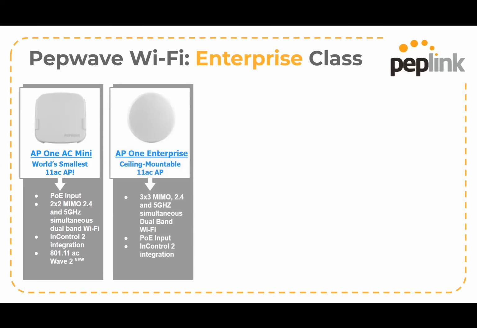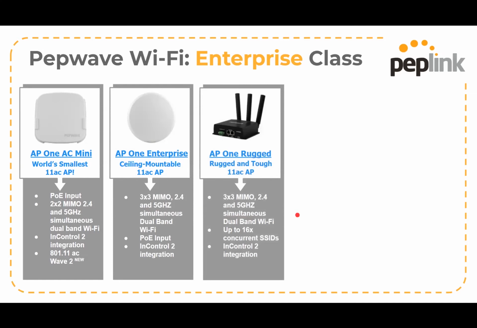For more commercial grade, we have the AP1 Enterprise. If you're deploying into malls, I highly recommend this. This has an additional antenna for better coverage. We also offer AP1 Rugged. Okay, so these are for more tough solutions such as trains and mobility, where they're not stationary. We highly recommend this, especially for those types of deployments.